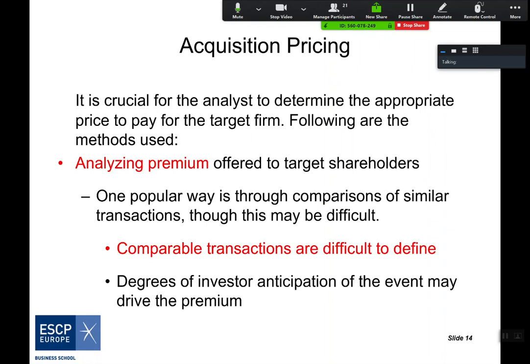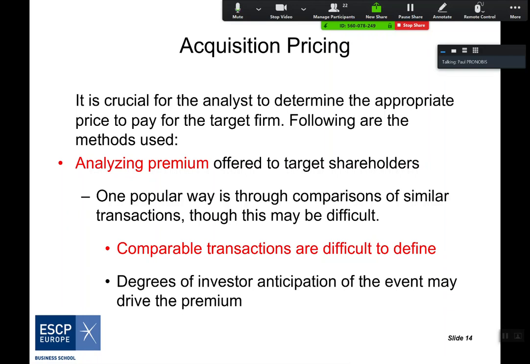Okay, the acquisition pricing and analyzing the premium. Ideally, we could analyze the premium by looking at comparable transactions. However, this is often very difficult, because it's really hard to find the same transaction in the same industry of a similar size, and then be able to compare the premium. However, this is why we do our stock price analysis.